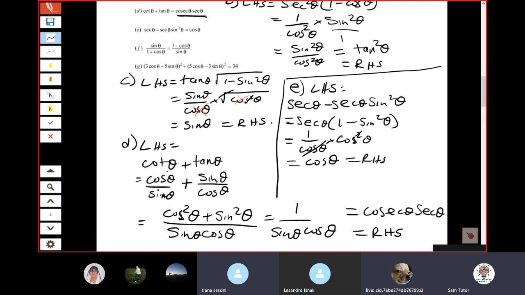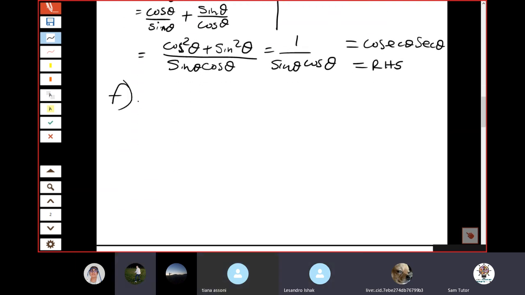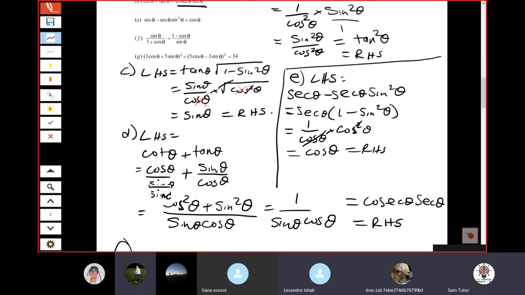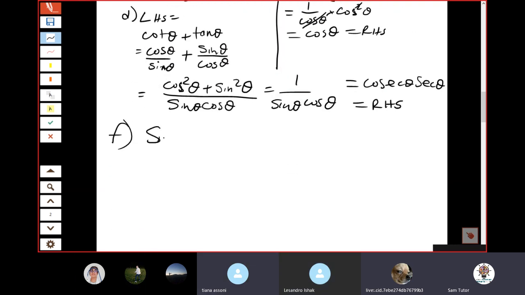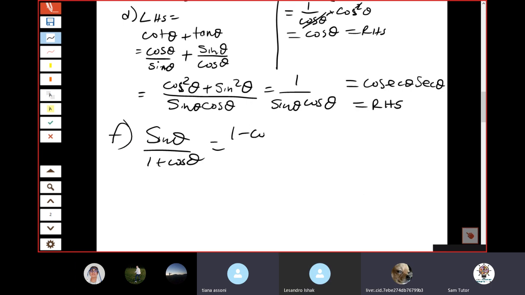All right, let's do F. I'm just going to scroll it down. F, sine theta on 1 plus cos theta equals 1 minus cos theta on sine theta. Brad, this is yours.